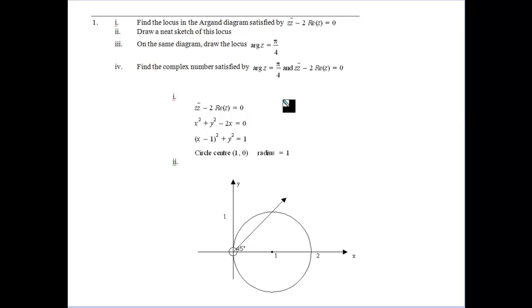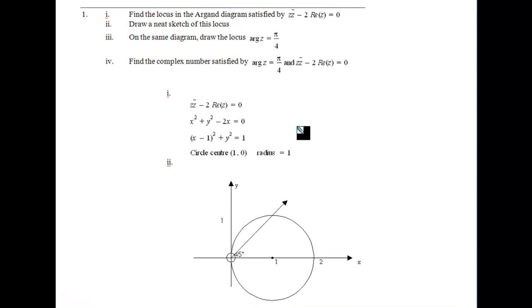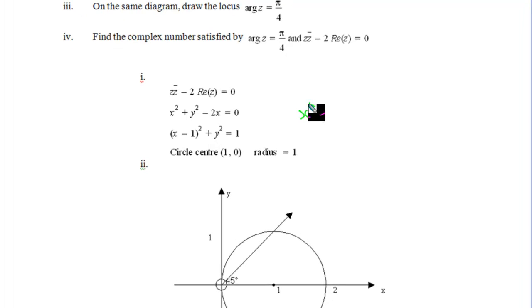Let's have a look at some problems with locus exam type questions. The first one: find the locus in the Argand diagram satisfied by Z times Z conjugate minus 2 lots of the real part of Z equals 0. Z times its conjugate we know is x squared plus y squared. 2 lots of the real part of Z is 2x. So if we rearrange, we get minus 2x and plus y squared.